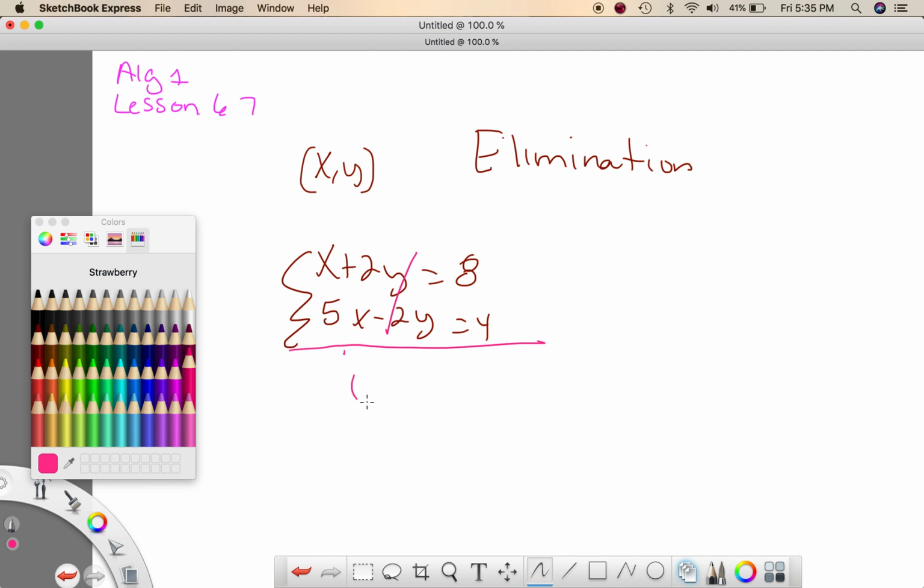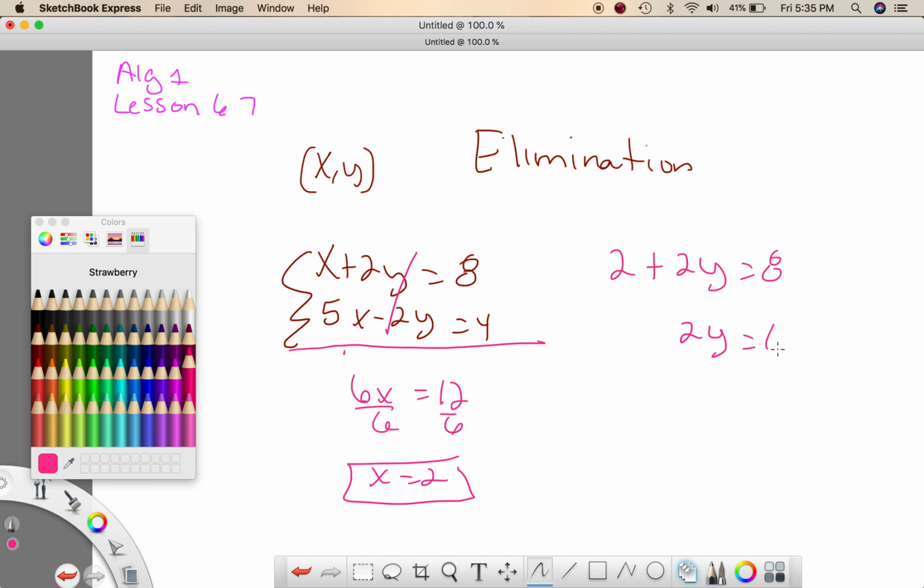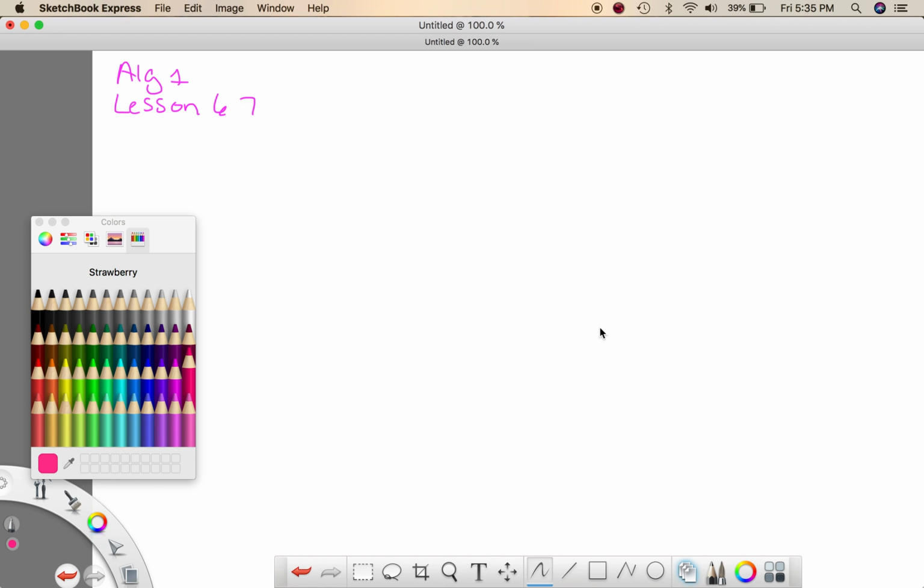x plus 5x is 6x equals 12. We've eliminated one of the variables. Now we can divide by 6, we get x equals 2. Then we put it back into one of the equations and we solve, and y equals 3. So our solution here is going to be x equals 2 and y equals 3. All right, and we can put it back in there and check it to make sure we have the same thing.